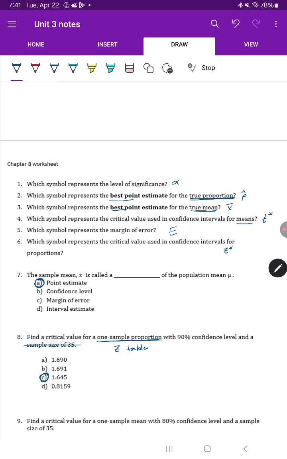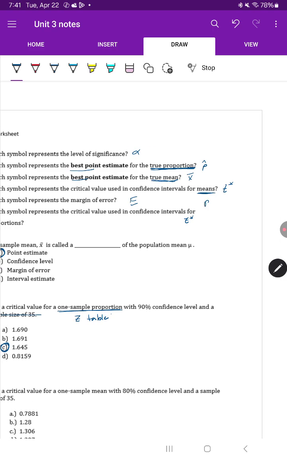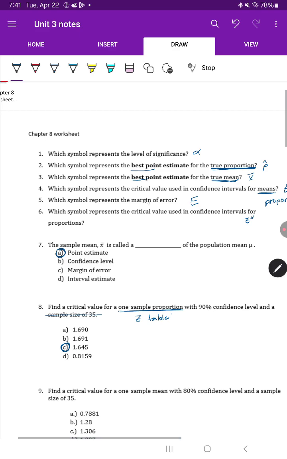The symbol which represents the critical value used in interval tests for means is our t star. For proportion, it's z star. The symbol for the margin of error is E.